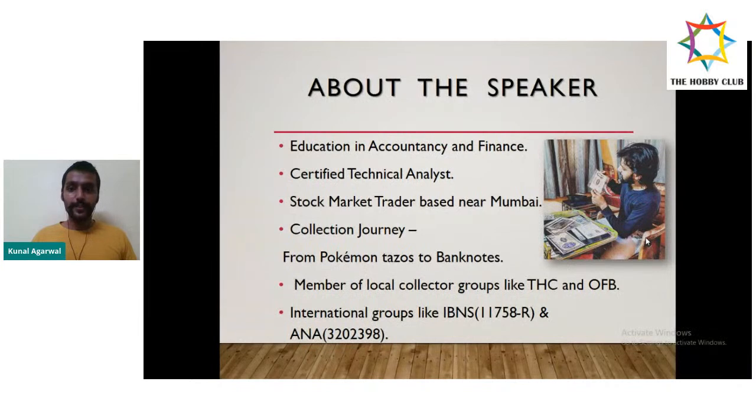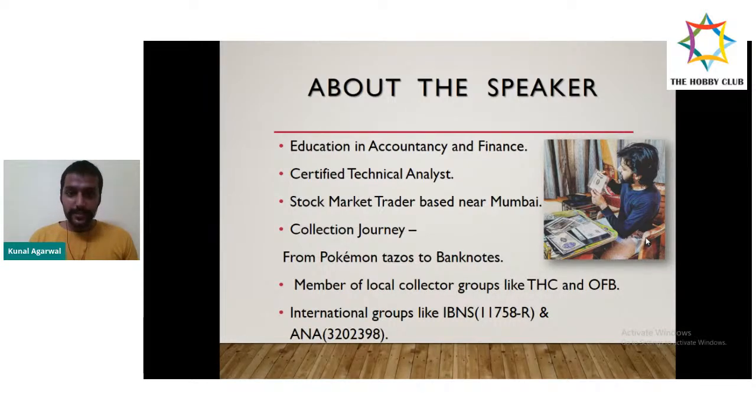This is something about myself. This is a picture of me in my natural habitat with some good banknotes there. It's a picture from last week when I had long hair. Yeah, this is a good haircut, but a short one. So, something about my education. I have done my master's in advanced accountancy. I come from a finance background. I am a certified technical analyst from Bombay Stock Exchange and National Stock Exchange. I'm based near Mumbai. I work as a stock market trader right now.